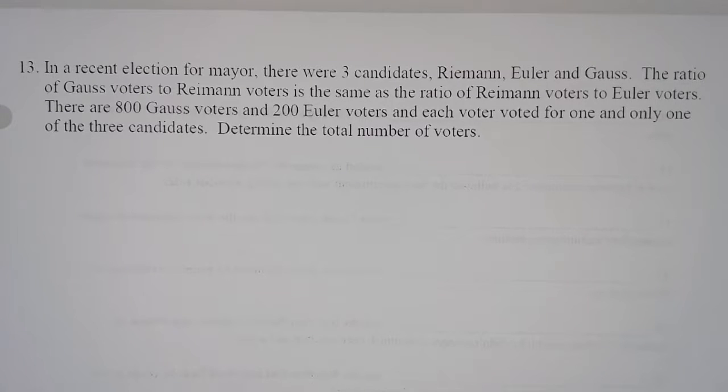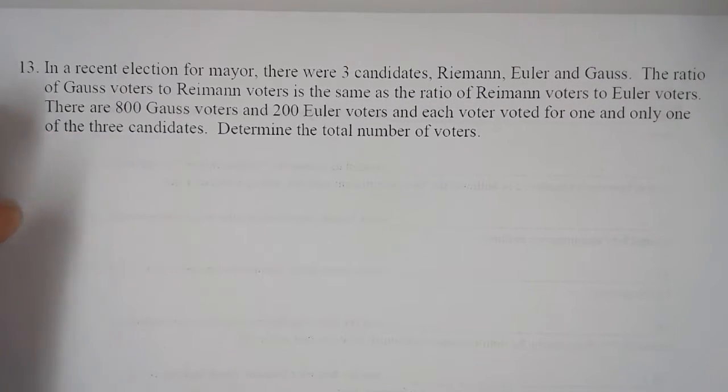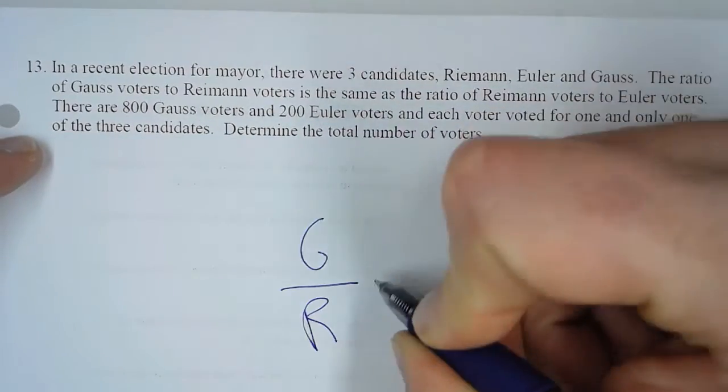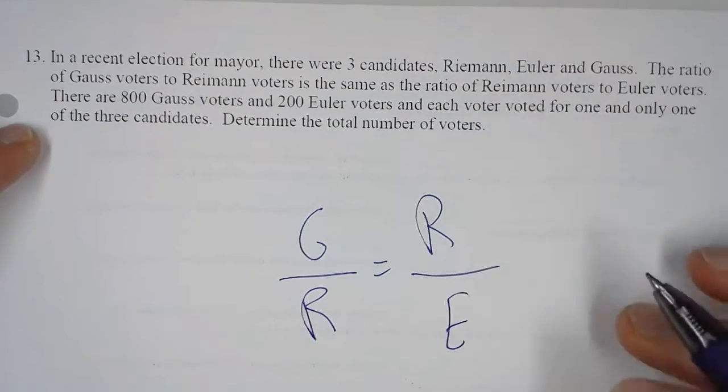In this problem, they tell us that in a recent election for mayor, there were 3 candidates, Riemann, Euler, and Gauss. The ratio of Gauss voters to Riemann voters is the same as the ratio of Riemann voters to Euler voters. So the way we can set this up is we can say G over R equals R over E.